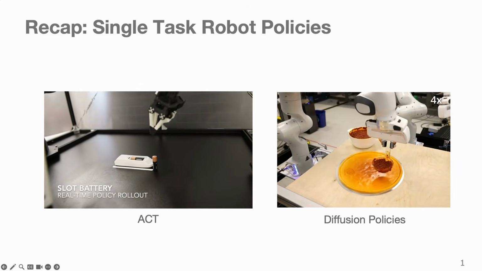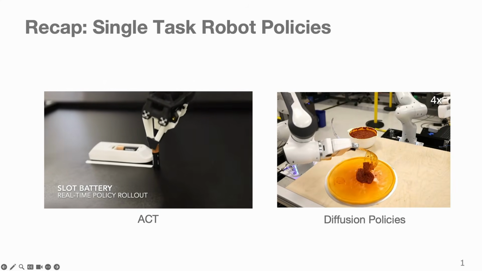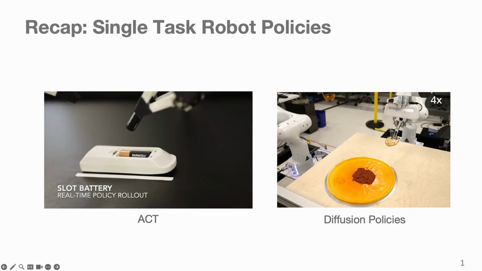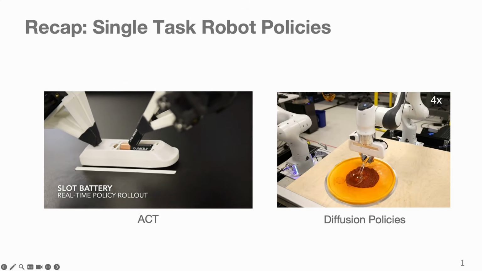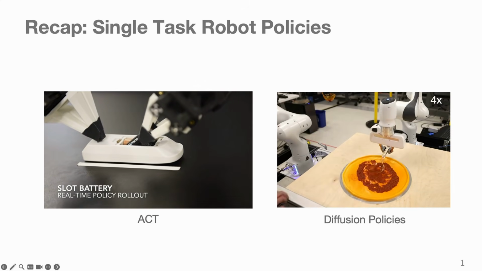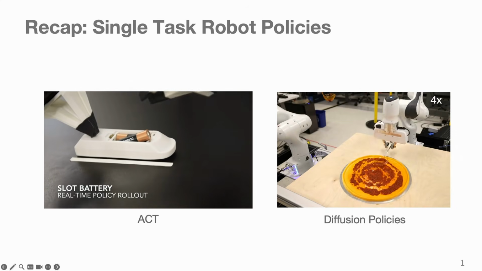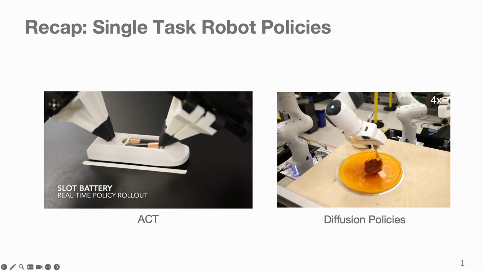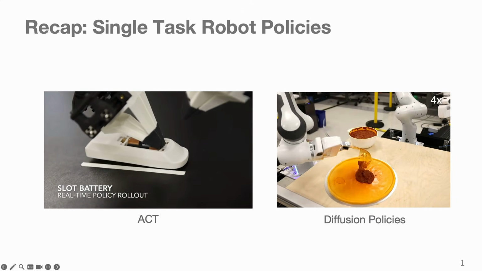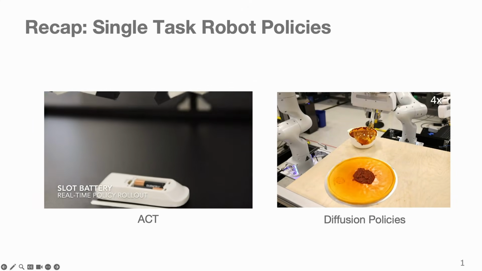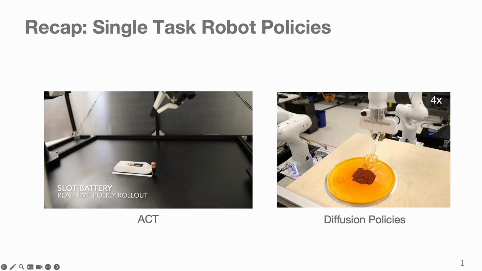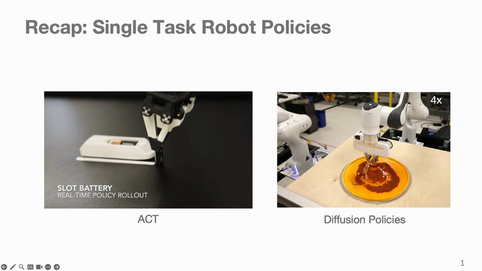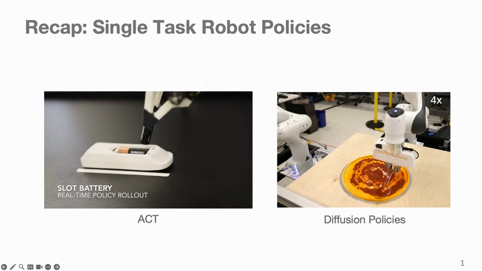So if you remember, we already have covered some very impactful work in robot learning from the last few years, like ACT or diffusion policies that really excel at doing dexterous tasks and handling multimodal behaviors really well. You can see the demos are really, really impressive, very dexterous, high frequency control.